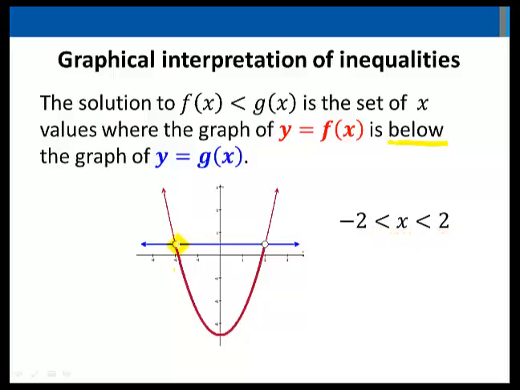Notice we don't include -2 and 2 in our solution. We have strictly less than here. And we can write our solution as the open interval from -2 to 2.